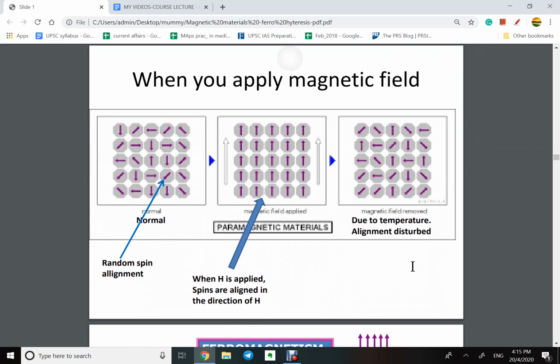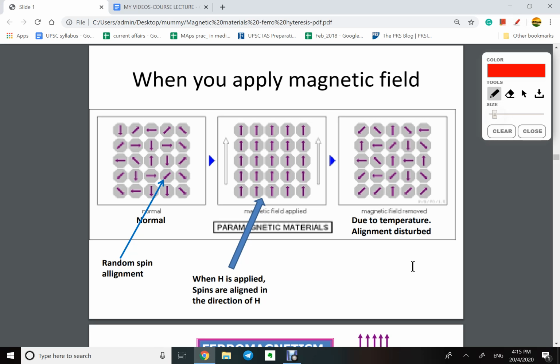Next, we will look at the paramagnetic material. If you apply the magnetic field, what happens? Here, three diagrams are shown. The first one indicates the random spin alignment in the absence of the magnetic field.